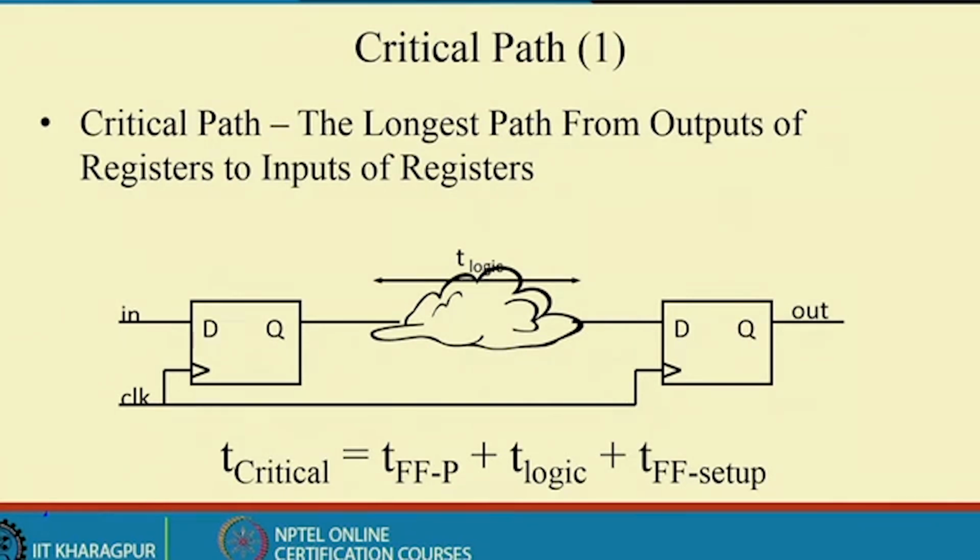The definition of the critical path is that it is the longest path from the output of a register to the input of a register. Suppose this is one register and this is another register, and between them there is some combinational circuit, or the signal has to pass through some logic gates. So, the critical path is the path from the output of the register to the input of the register.